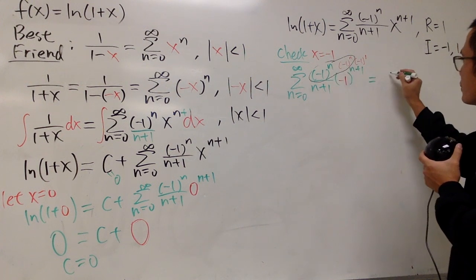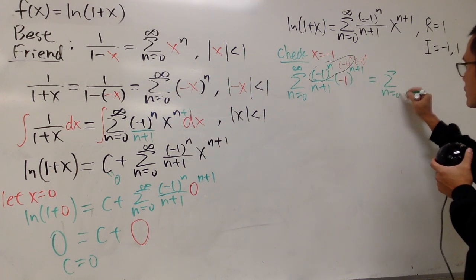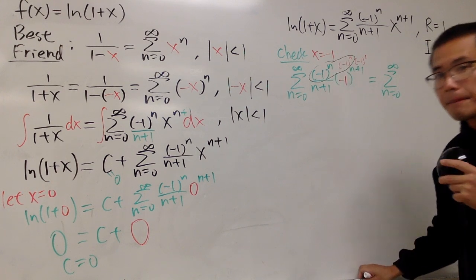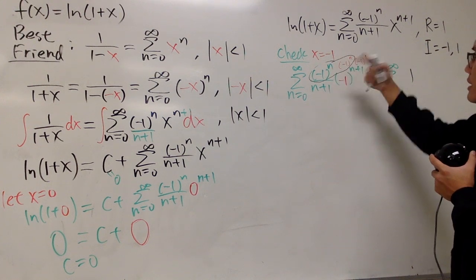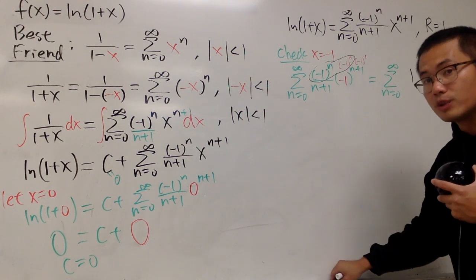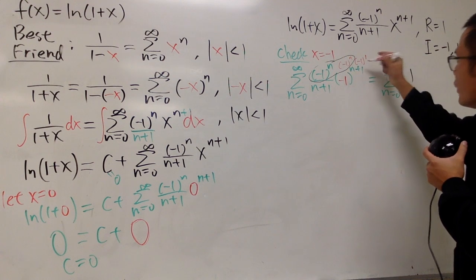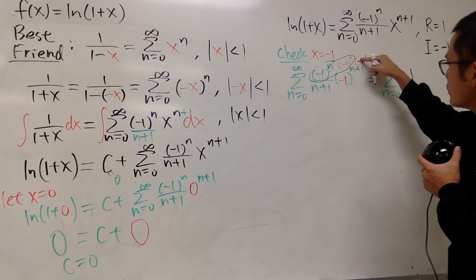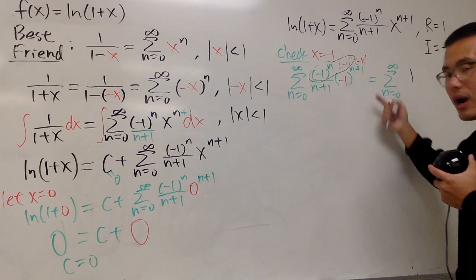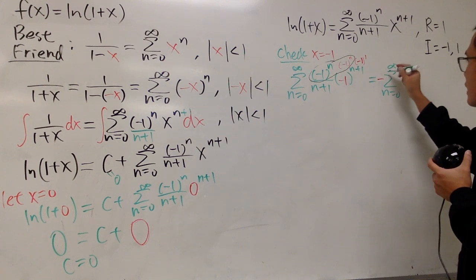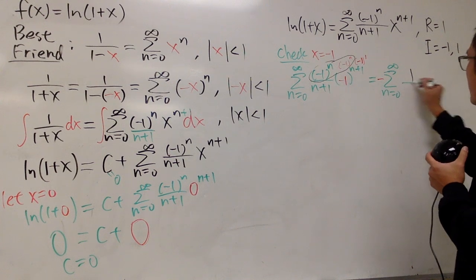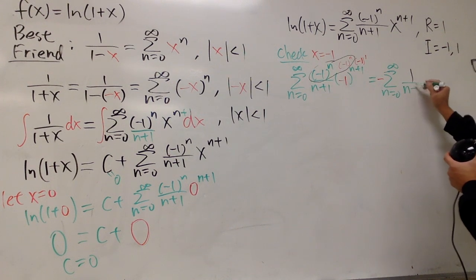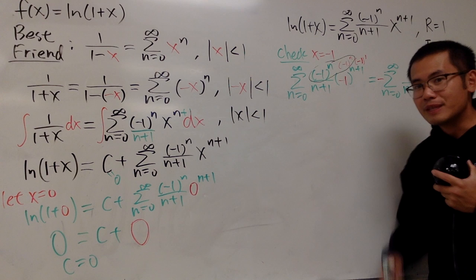So you have the following. This is equal to the sum as n goes from 0 to infinity. This is just a positive 1. Again, n plus n is 2n, and negative 1 to the 2n is always 1. However, we do have a negative 1 to the first power, which is negative 1. You just put that all the way in the front, like this. And then we have 1 over n plus 1.